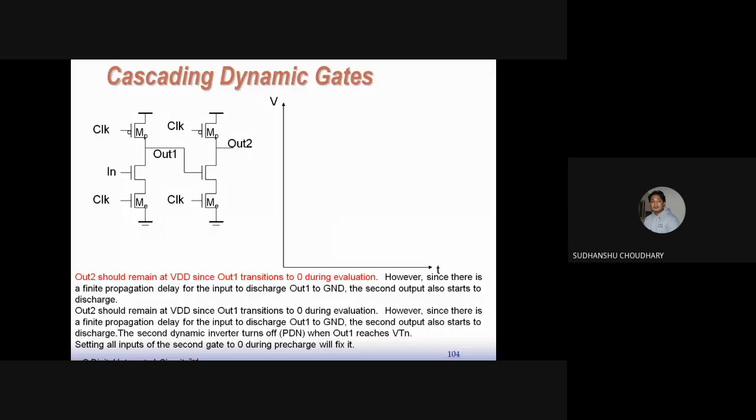So in the dynamic gates, we saw that we have a pull down network which is composed of only NMOS. And then you also have two extra MOSFETs, one is PMOS and the other one is NMOS. And the clock is fed to both PMOS and NMOS, and the inputs are fed to the pull down network, which is composed of the NMOS. Now, there is a problem when you try to cascade such dynamic gates.